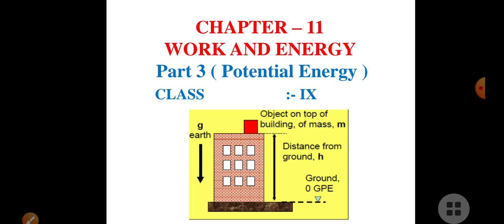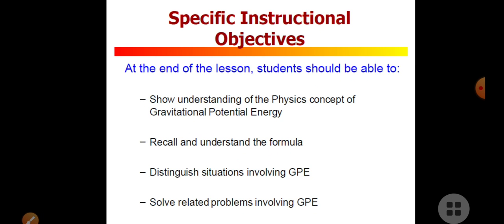So, today we are going to cover the topic of potential energy from the work and energy chapter. After covering this chapter, students should be able to show an understanding of the physics concept of gravitational potential energy, recall and understand the formula, distinguish situations involving gravitational potential energy, and solve related problems involving gravitational potential energy.